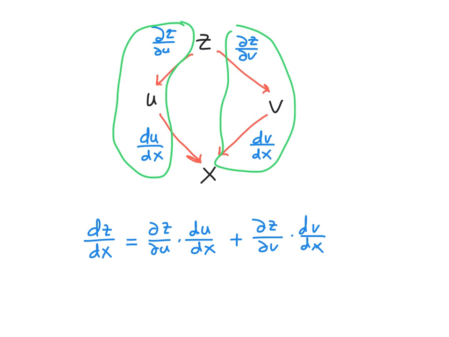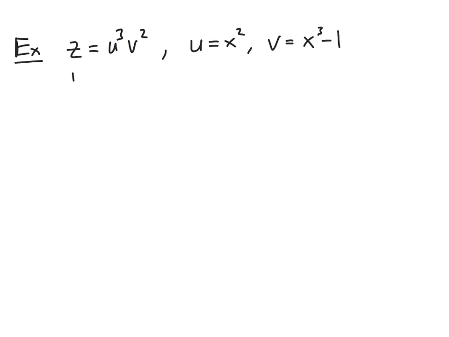When we get to more complicated situations, this kind of tree diagram will become very useful to make sure that we have the correct derivative. So let's look at an example where we have to compute a derivative with the chain rule. Let's say that z is equal to u cubed v squared, so it's a function of two variables. u is equal to x squared, and v is equal to x cubed minus 1. And we want to find the derivative of z with respect to x.